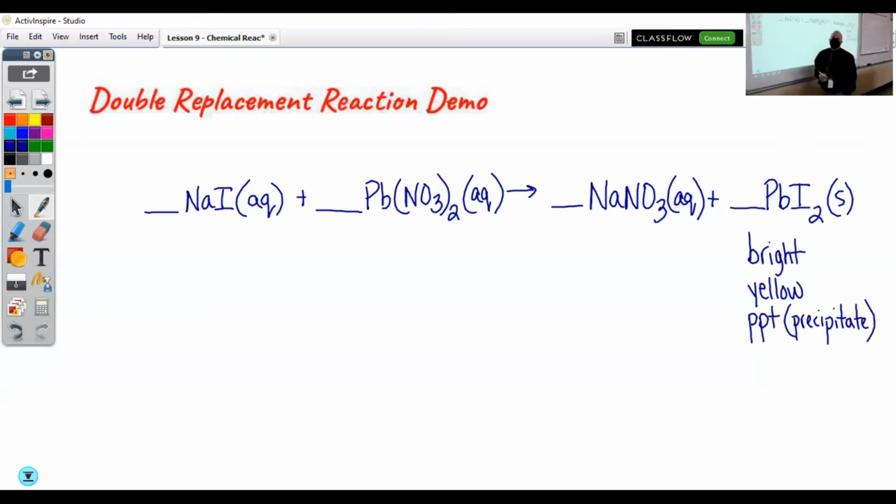Just so everyone is aware, a precipitate is a solid that forms as a result of a chemical reaction, and it's often abbreviated as PPT. Next thing we want to do is balance this equation. We have one sodium, one sodium, one I, two I's. So we're going to put a 2 in front of the sodium iodide. Now I have two sodiums, so I need to put a 2 in front of the sodium nitrate. Two nitrates, two nitrates. Now we're all balanced.